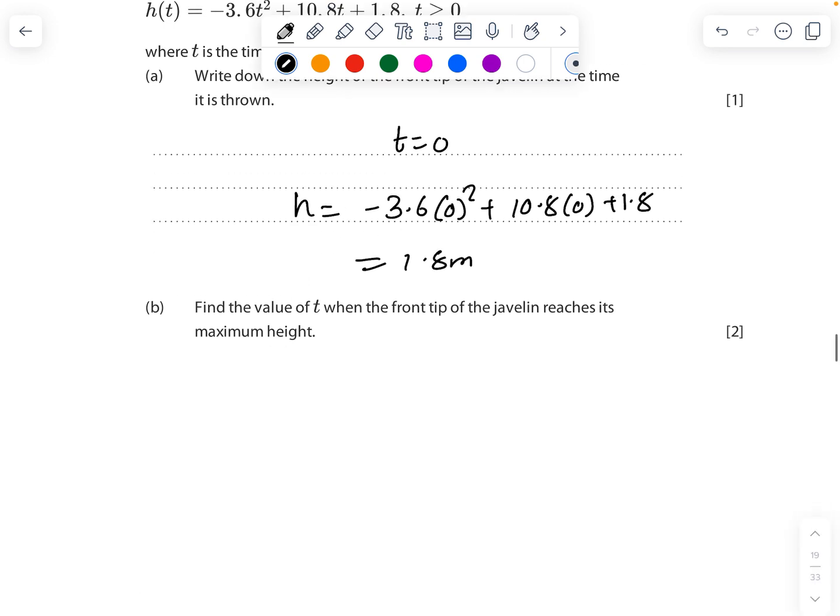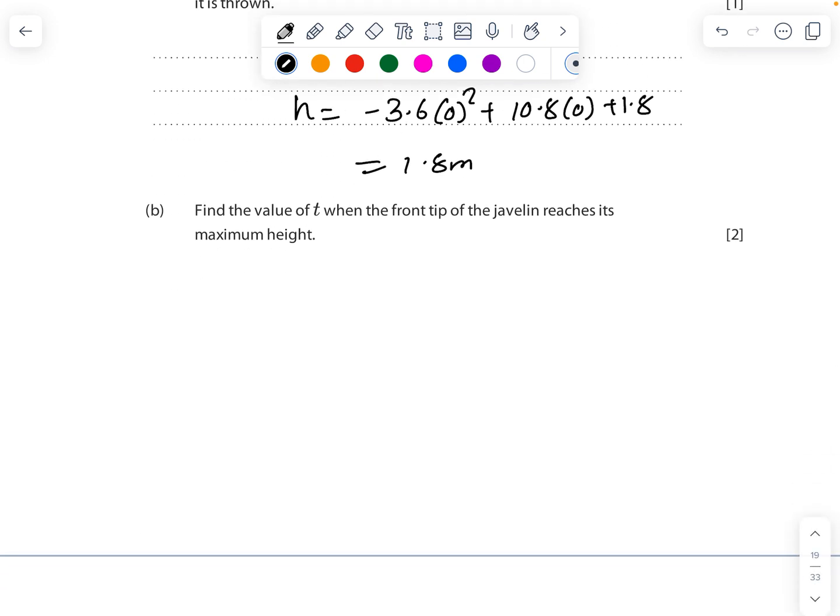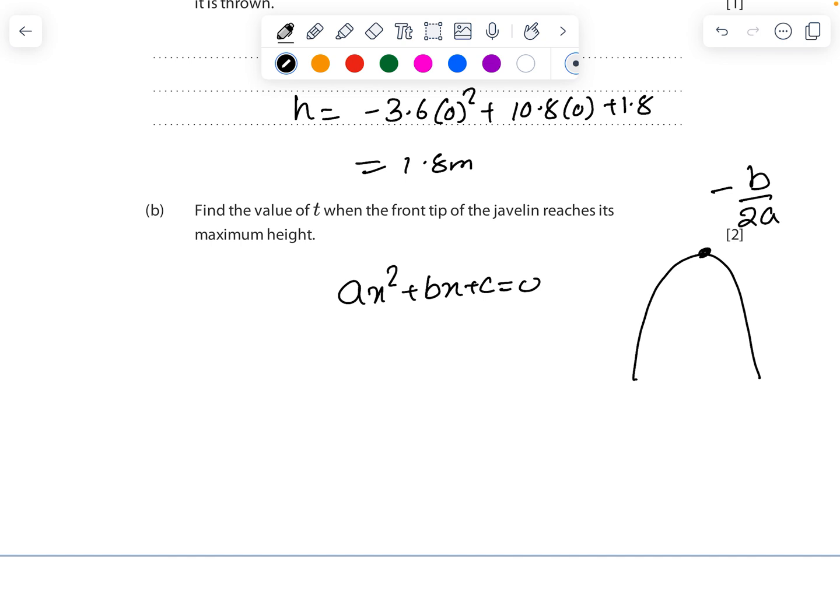Find the value of t when the front of the tip reaches the maximum height. So ax square plus bx plus c means it is a parabola. The vertex of the parabola is given by minus b upon 2a. So minus 10.8 upon 2 times minus 3.6. So 1.5 seconds.